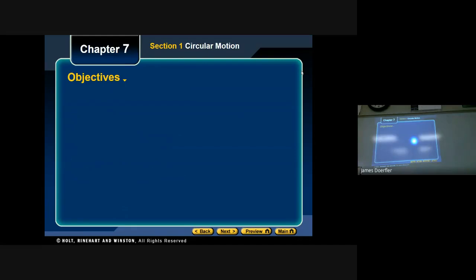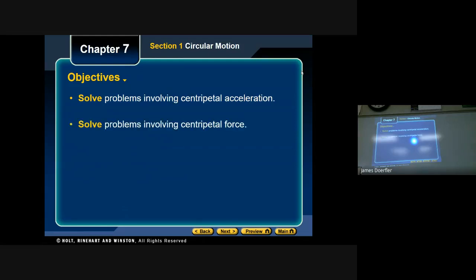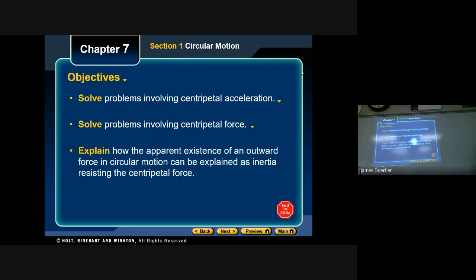But what we're going to focus on first over the next couple of days are these objectives. We're going to solve problems involving centripetal acceleration. Solve problems involving centripetal force. And notice how I'm saying centripetal, not centrifugal. They are different, okay? And then we are going to explain how the apparent existence of an outward force in circular motion can be explained as inertia resisting the centripetal force. So you should be able to explain that by the time we're done here.